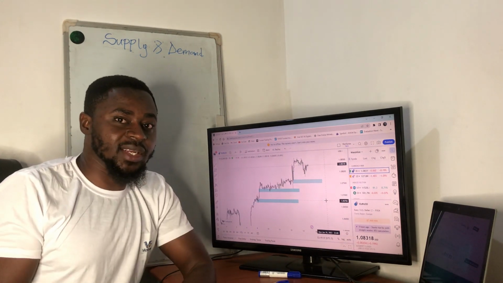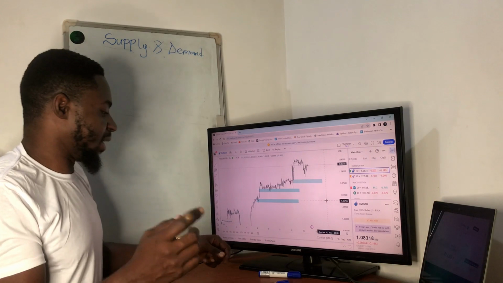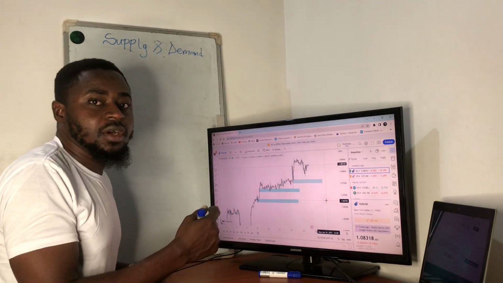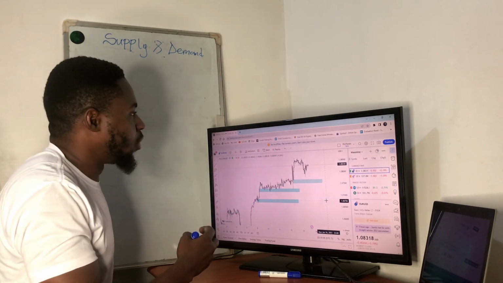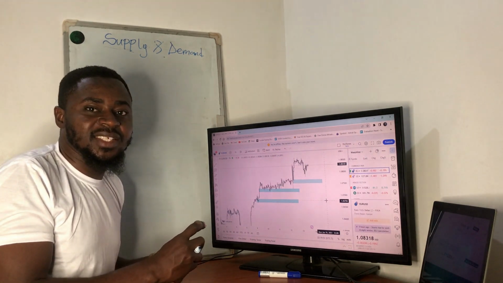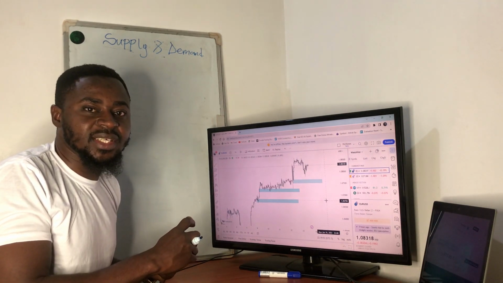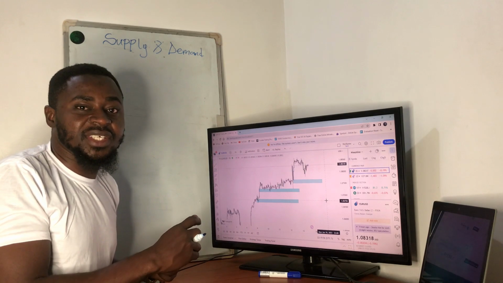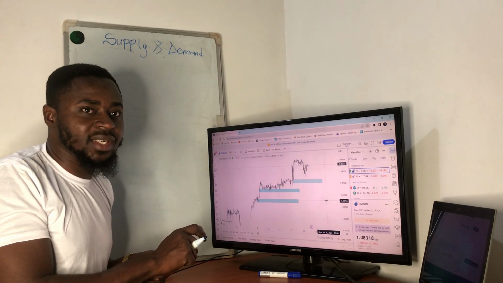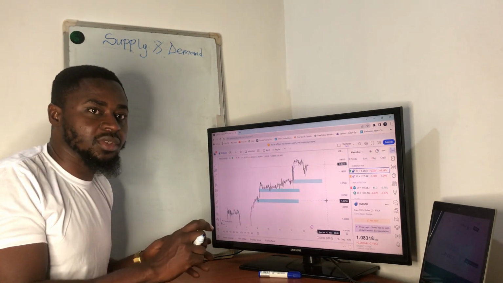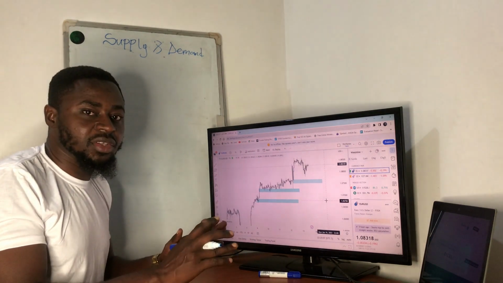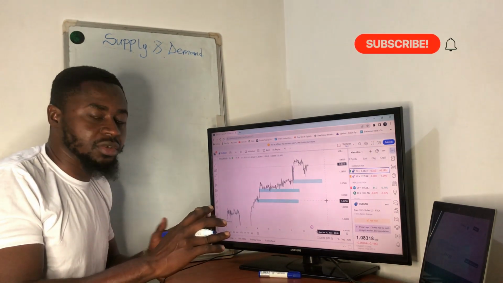So let's look at what supply and demand is. Let's look at the board. And so let's say supply. Supply is when an existing area of demand is violated, and demand is created when an existing area of supply is violated. So until that happens, supply and demand levels cannot be classified to be valid.